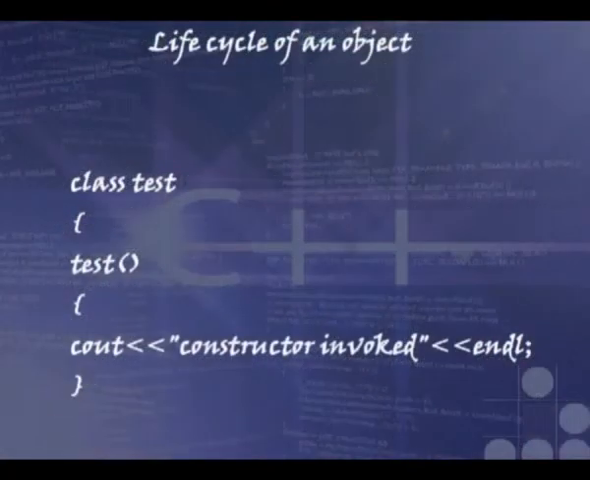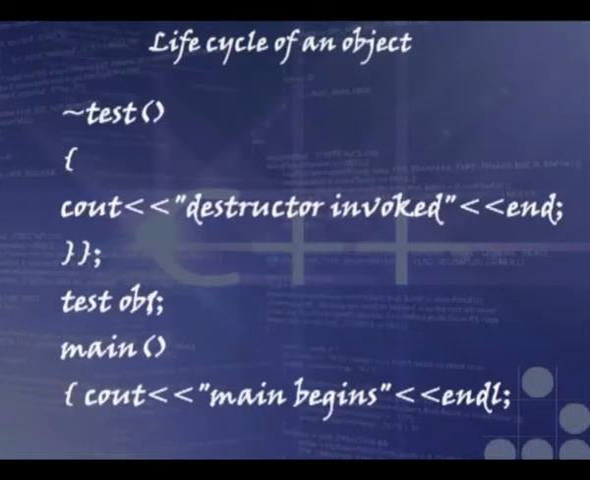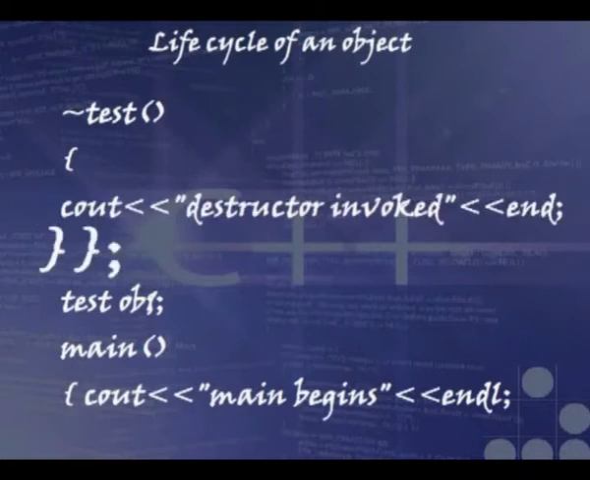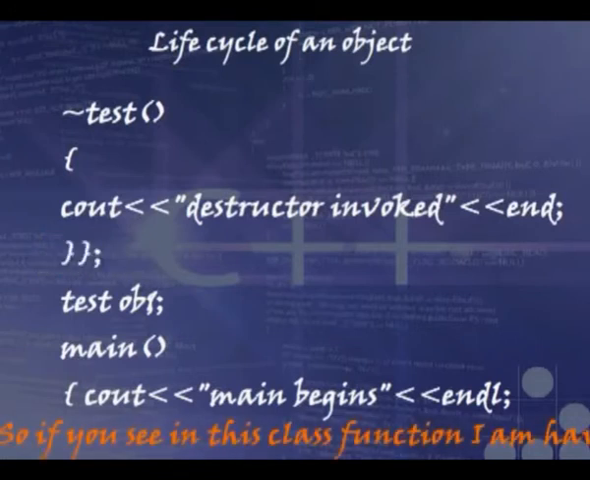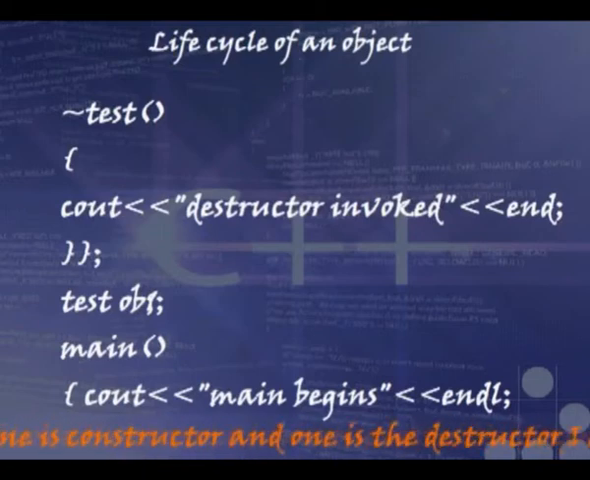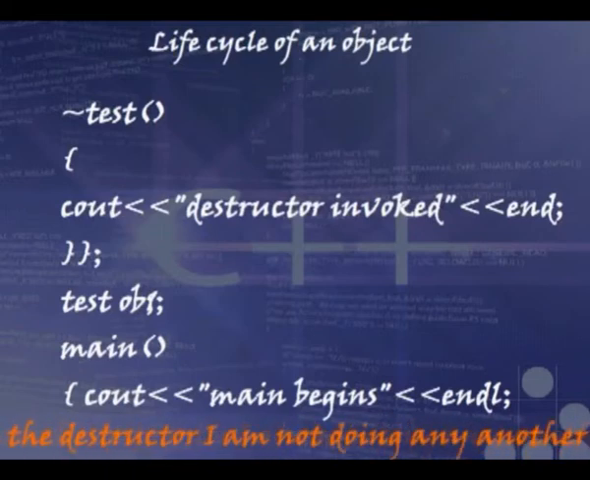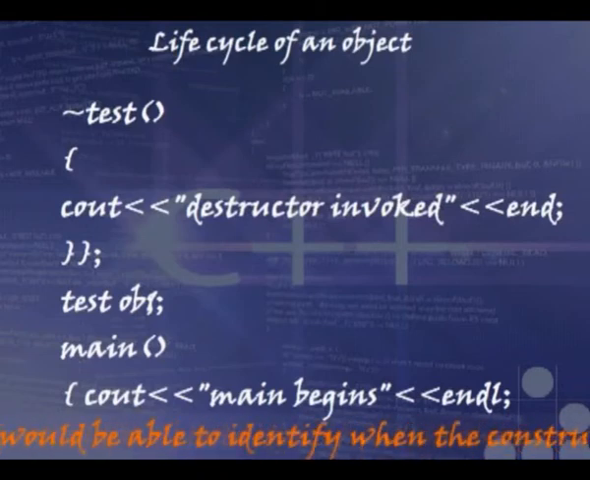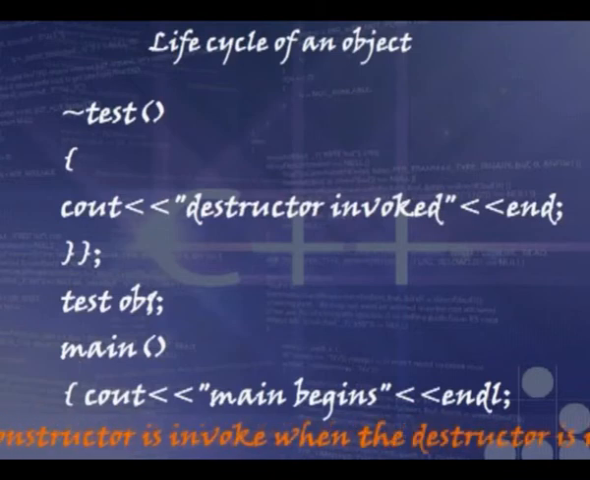I am closing the constructor function. Then here I am declaring the destructor, the tilde symbol, again the same name as the class, test. Inside that I am printing the statement destructor invoked. I am closing the destructor function and I am closing the class. So, in this class I have only 2 functions: one is the constructor and one is the destructor. I am not doing any other operation. So, in this you will be able to identify when the constructor is invoked and when the destructor is invoked.